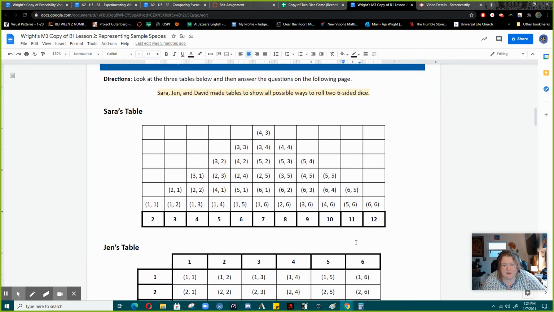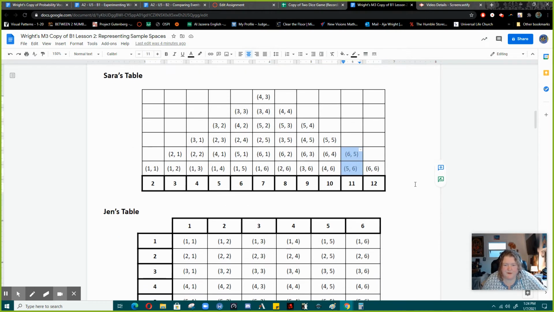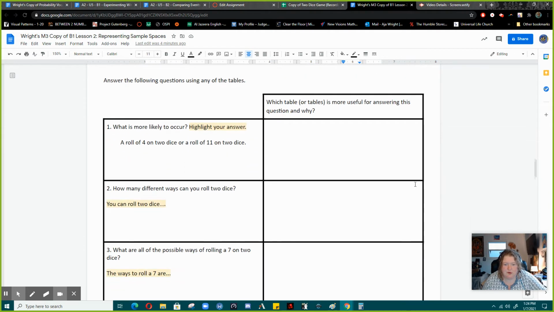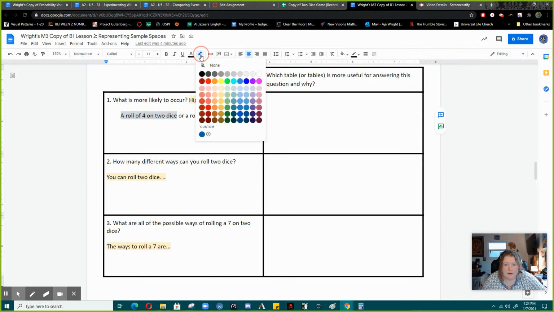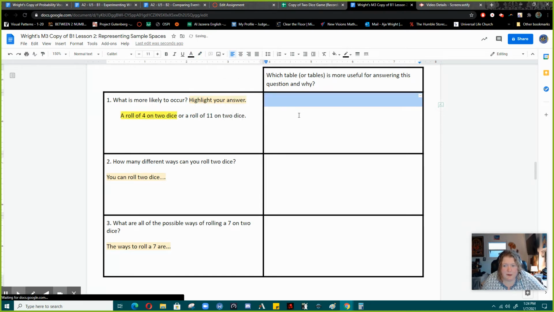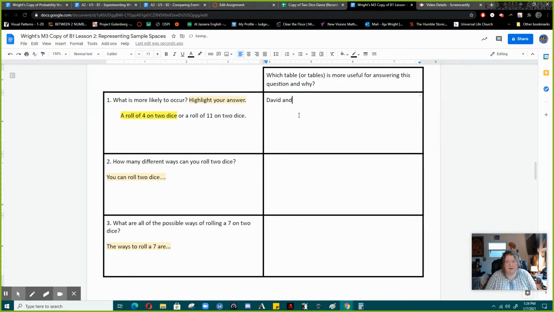You could also use Sarah's table for that, pretty easy, because you can just see on Sarah's, you can get 3 ways for a 4, 2 ways for 11. So either Sarah's or David's is real easy to grab that info. So I'm just going to highlight that. David and Sarah's are both good. It shows you how many ways.